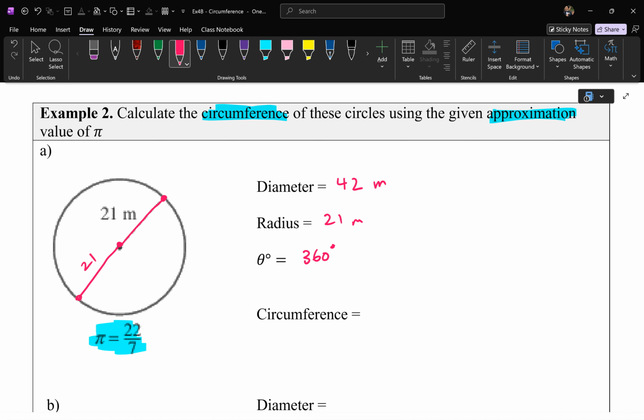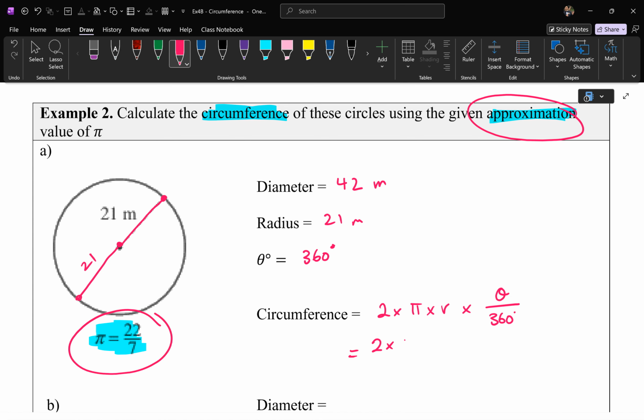Let's work out the formula again. 2 times pi times the radius times the angle of the circle out of 360. 2 times 21. So here we go. 2 times, now it's not pi, because remember they said approximation, and they want you to use 22 over 7. So 22 over 7 times the radius, 21, times. Now because you want a full circle, the angle is 360 out of 360. Because that's the full circle, 360 out of 360.